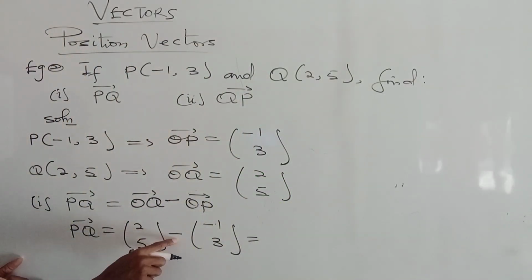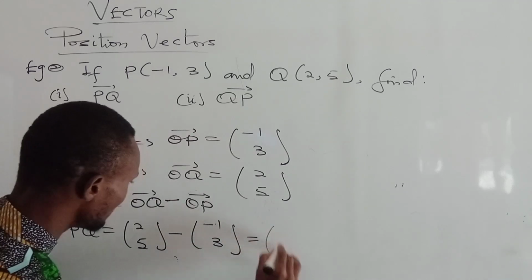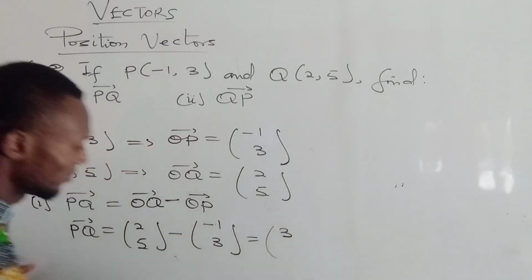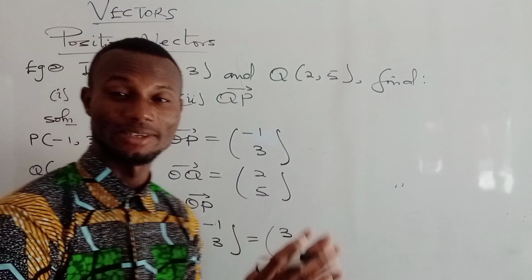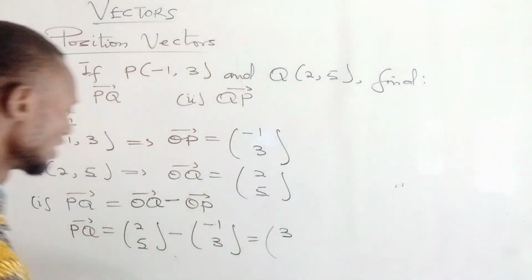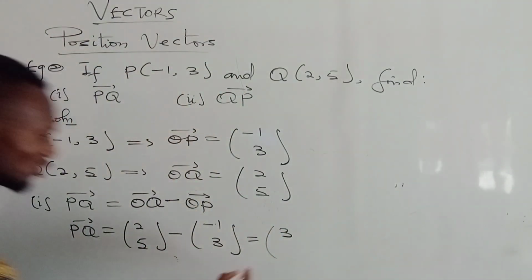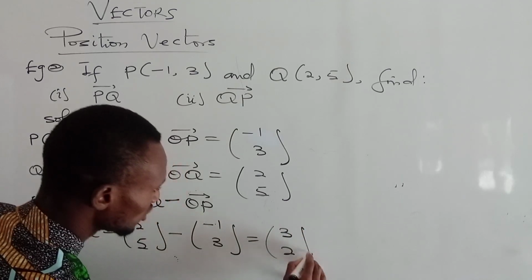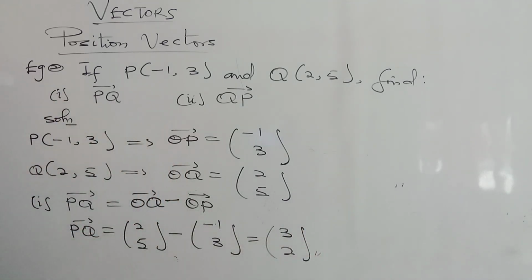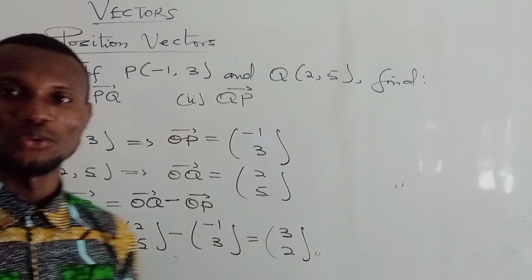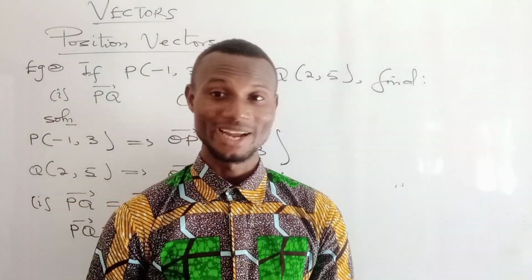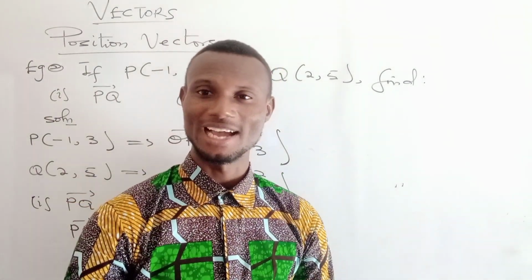So 2 minus 1 is going to give me positive 3, because when two negatives meet like that, it becomes positive. Then I have 5 minus 3, which gives me 2. So this is my final answer for finding the vector PQ, and I hope the explanation was clear enough and you understood it as well.